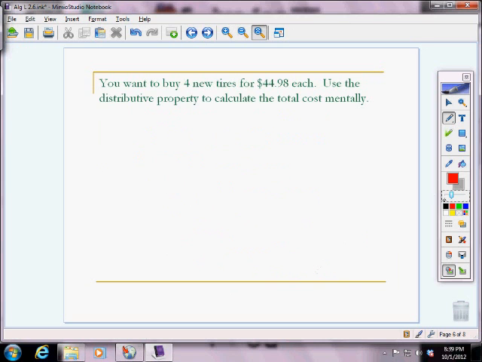If you look at this example, it says you want to buy 4 new tires for $44.98 each. Use the distributive property to calculate the total mentally. Well, let's just write down what we'd be thinking. We want 4 tires and each one costs $44.98. Now, you probably can look at this and say, well, that's about 4 times 45. And maybe you could see, well, 45 times 2 is 90, and 90 times 2 is 180. So you're maybe thinking this is approximately $180. And you'd be right. But we can figure this out without coming up with an approximation.